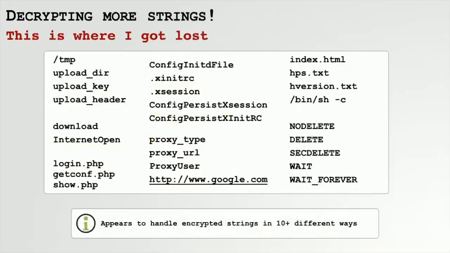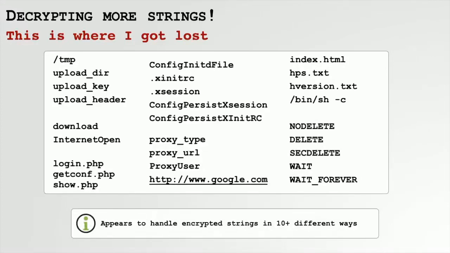But this is definitely where I got pretty lost. I learned to do something new, and I got a new string, and it was like opening a new little package, and I had no idea what would be inside, and I thought it was really, really exciting. So I spent a lot of time decrypting a lot of strings. These are some of them that I found: login.php, getconf, showphp, uploaders, key, header, all sorts of interesting strings.